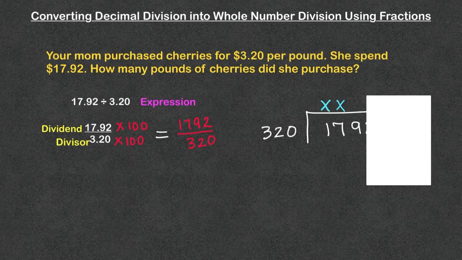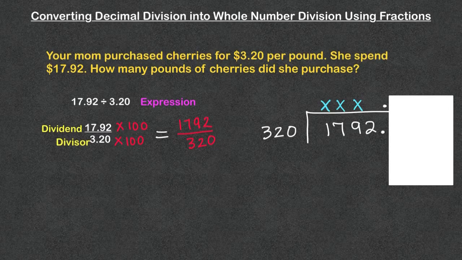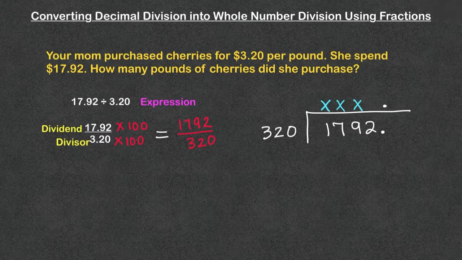Then we go to the next number, 179. Do we have enough to make a group of 320? And the answer is no. We're going to write another X. Then we're going to go to the next number. Now we have 1792. And for that, we're going to have to do our math.